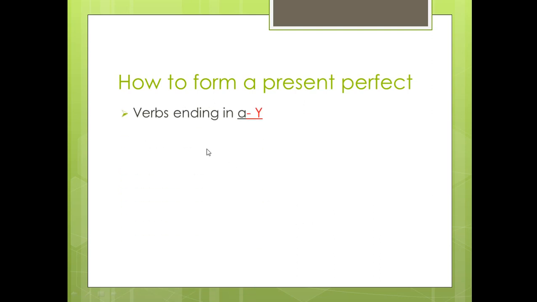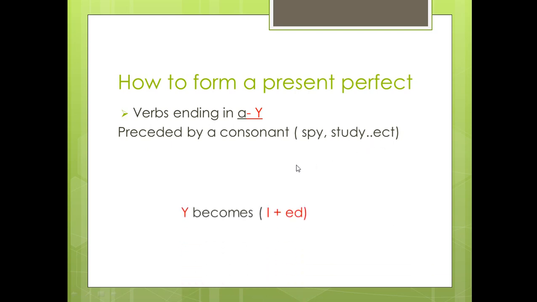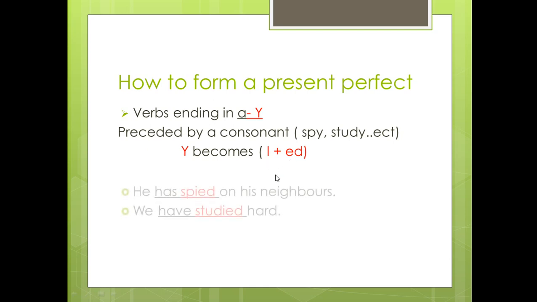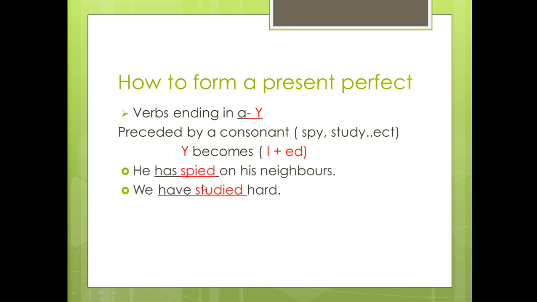Next, verbs ending in a Y. So what should I do in order to make a past participle with verbs ending in a Y preceded by a consonant, just like the verbs spy, study, etc.? Remember that when you want to make a past participle with verbs ending with the letter Y, you need to change Y to I and then add ed. Look at the examples below. He has spied on his neighbors. We have studied hard.